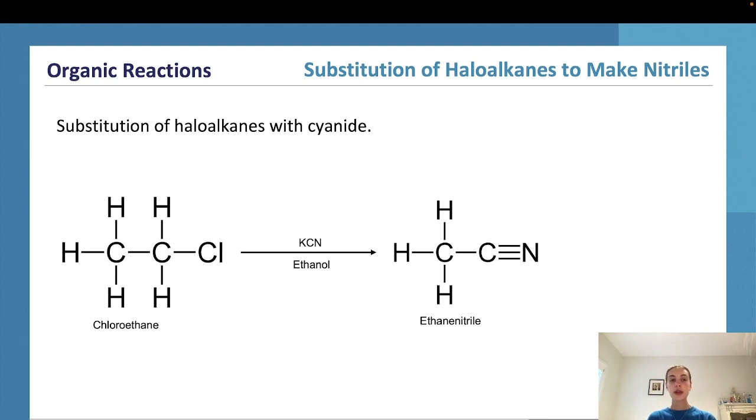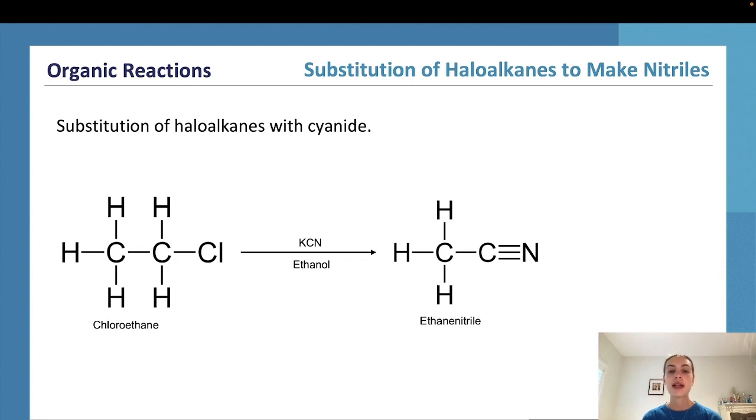The next one we want to look at is the substitution of haloalkanes to make nitriles, and this is done by substituting haloalkanes with cyanide. So for example, again starting off with chloroethane, if we are to use KCN, which is potassium cyanide, in ethanol, so the potassium cyanide must be in ethanol in order for this reaction to occur, we can then combine that with the chloroethane, and this will produce ethane nitrile.